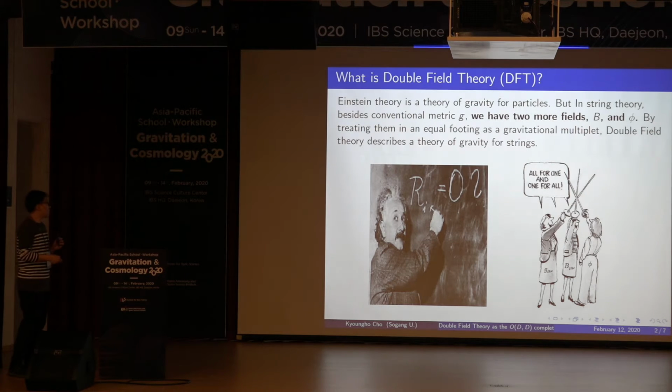As you know, Einstein theory is a theory of gravity for particles. But in string theory, besides conventional metric G, we have 2 more additional fields, two-form gauge field, Calvo-Ramon B field, and string dilaton phi. By treating them in an equal footing as a gravitational multiplet, double field theory describes a theory of gravity for strings.